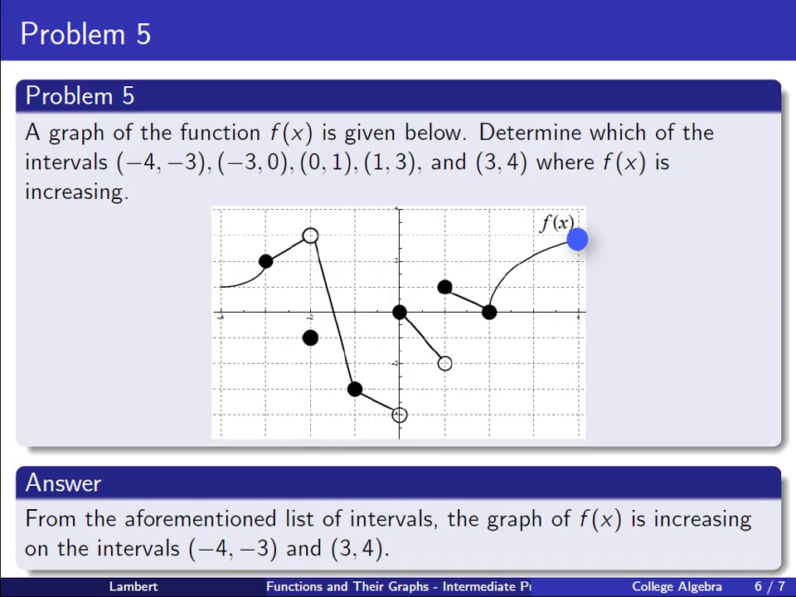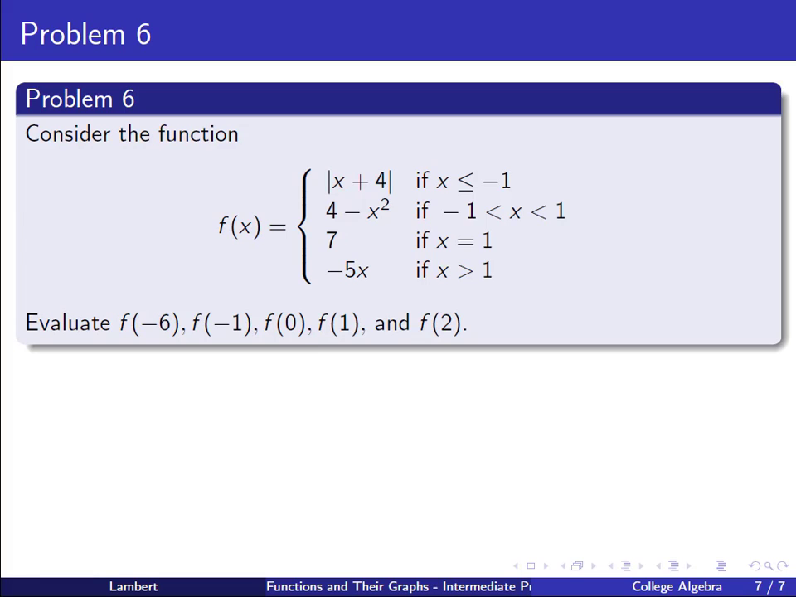Last but certainly not least, let's consider this piecewise function. We have f of x equals the absolute value of x plus 4 if x is less than or equal to negative 1, 4 minus x squared if negative 1 is less than x is less than 1, 7 if x equals 1, and negative 5x if x is greater than 1. So we want to evaluate f of negative 6, f of negative 1, f of 0, f of 1, and f of 2. So let's begin with f of negative 6.